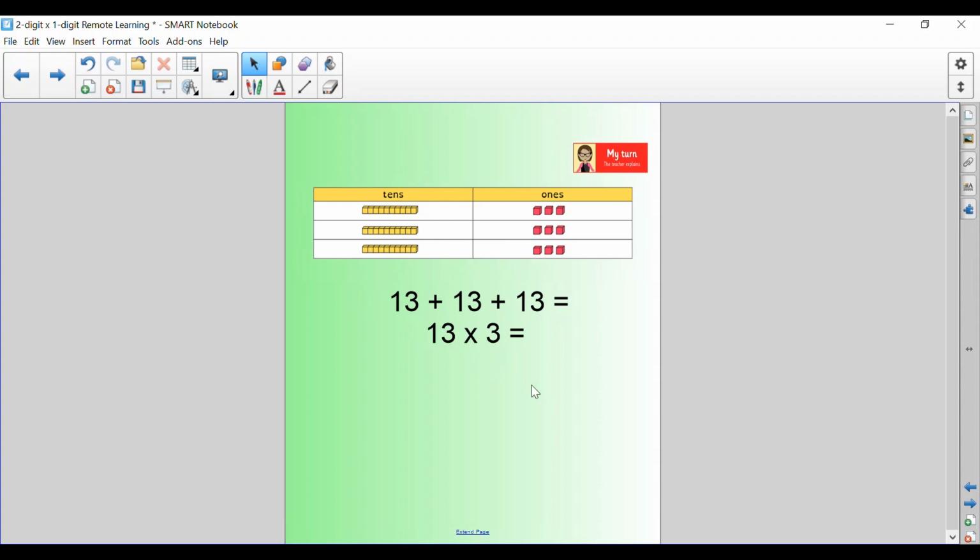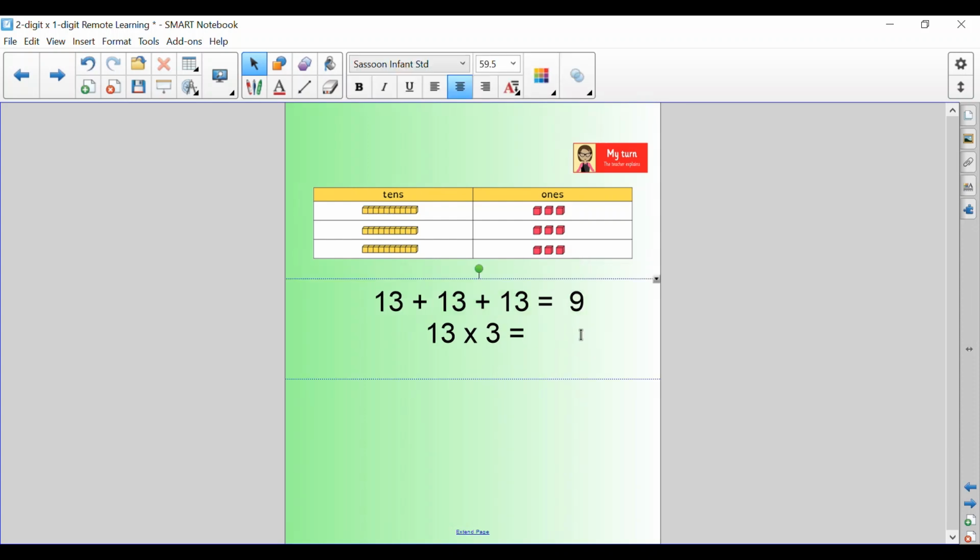Now, to work out my answer, because I've got a representation, first of all, I can just count up all of the numbers that I can see. I'm going to start with my ones. So I can see I've got 1, 2, 3, 6, 9. Okay, so I've got 9 ones, and then I'm going to check how many 10s I've got. 10, 20, 30. So my answer is 39.